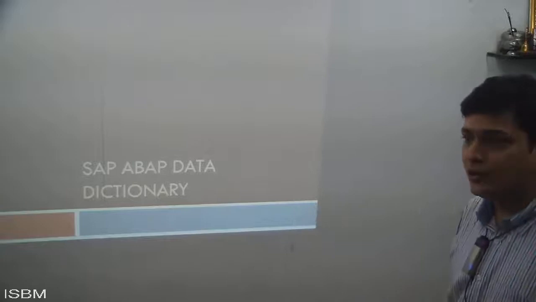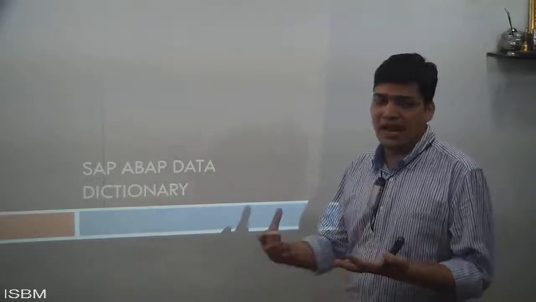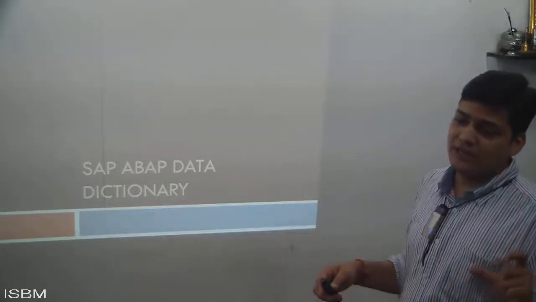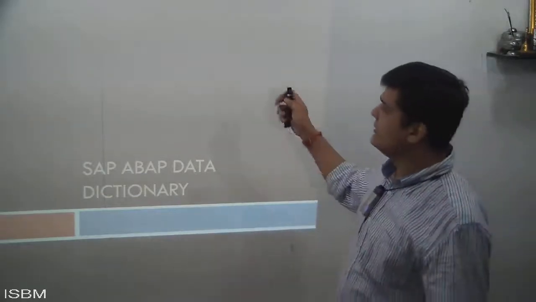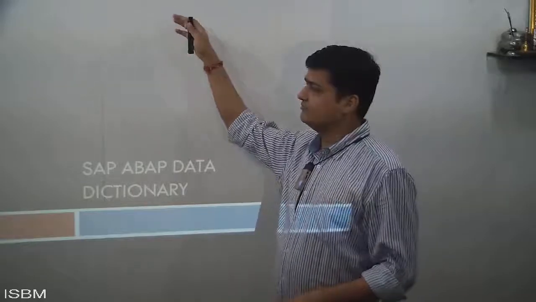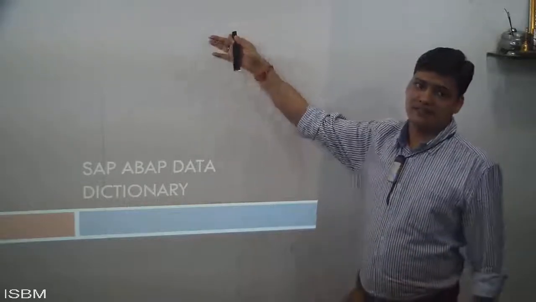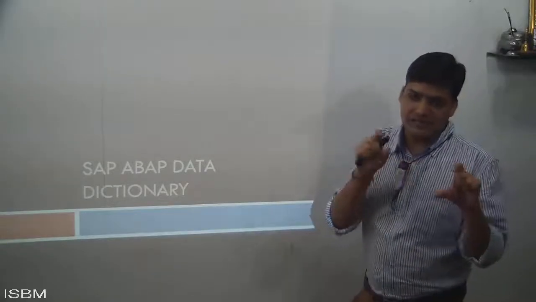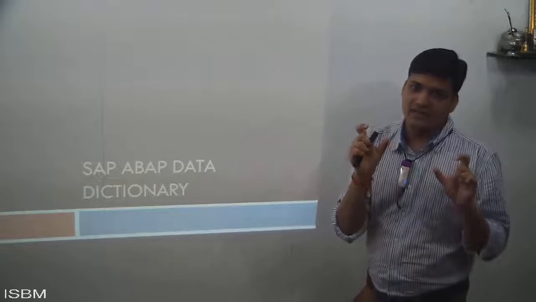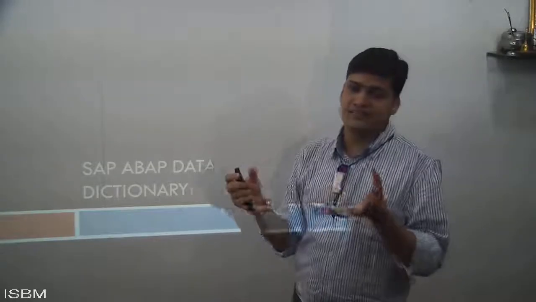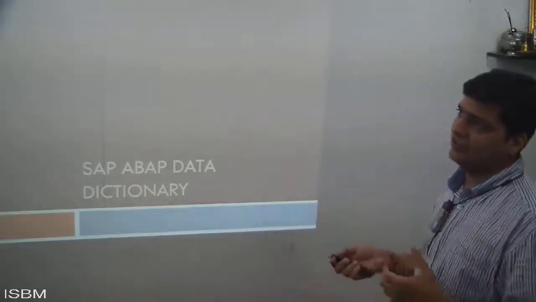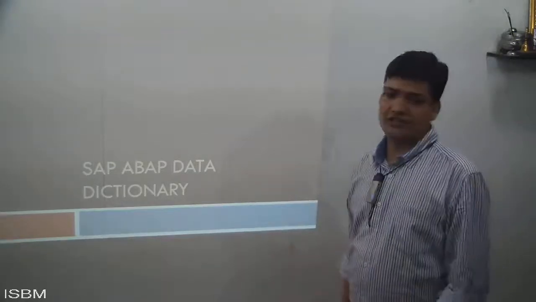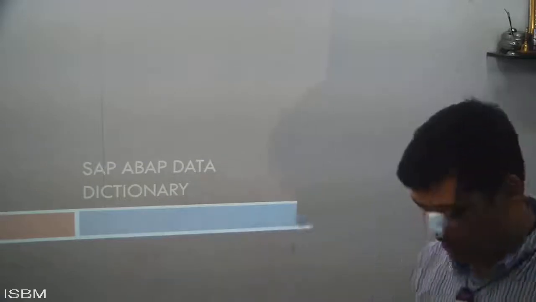And then we have a domain. A domain is nothing but a kind of data type, you can say. Then we have a data element. When we declare table fields, there is a table, and in this table there are a lot of fields. The fields we define should be supported by a data element. A data element is nothing but a kind of data type, you can say. Then we have search help, lock objects, and a lot of things we are going to learn in the data dictionary part. So let's start one by one.